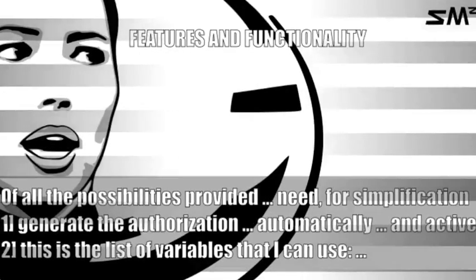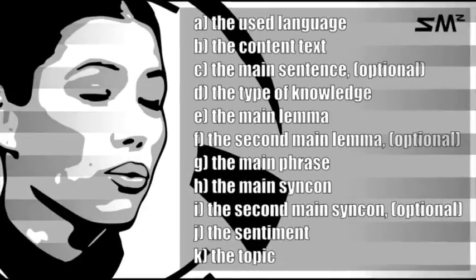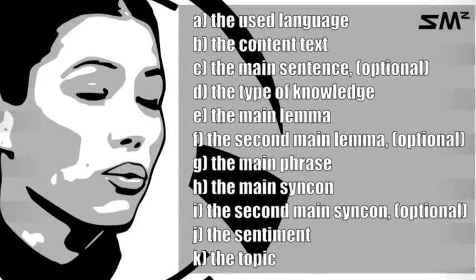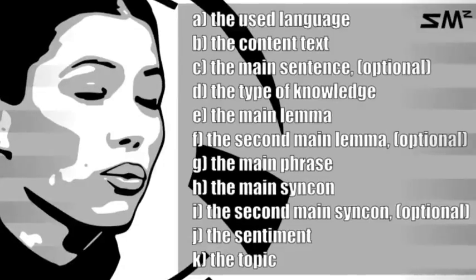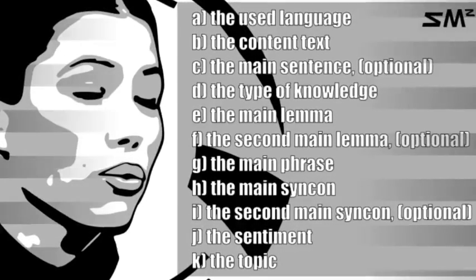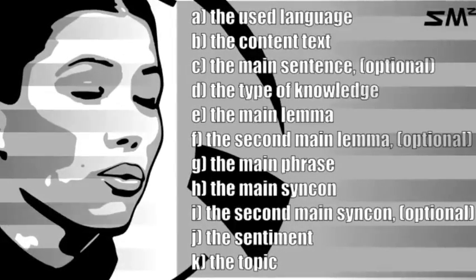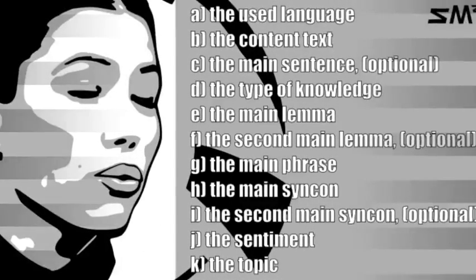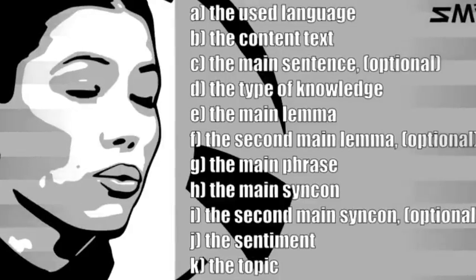2. This is the list of variables that I can use. A. The used language. B. The content text. C. The main sentence. D. The type of knowledge. E. The main lemma. F. The second main lemma. G. The main phrase. H. The main syncon. I. The second main syncon. J. The sentiment. K. The topic.